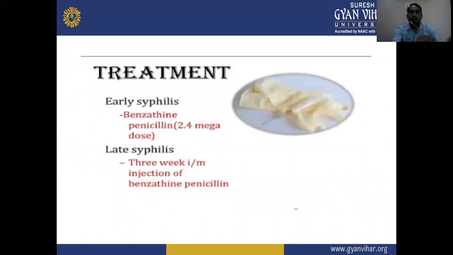Next one, treatment of syphilis. Early syphilis is treated with benzathine penicillin 2.4 megadose, and late syphilis is treated by a 3-week IM injection of benzathine penicillin.